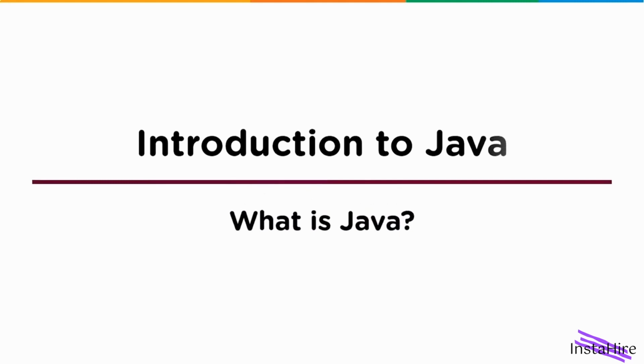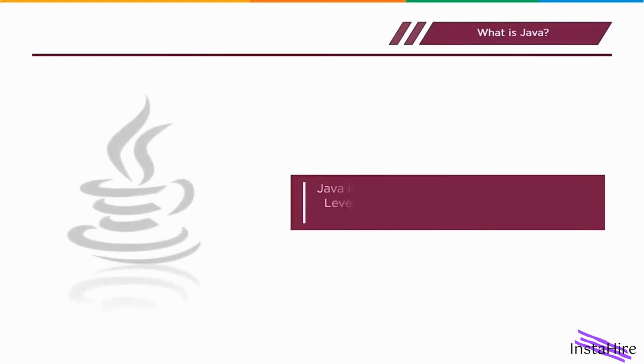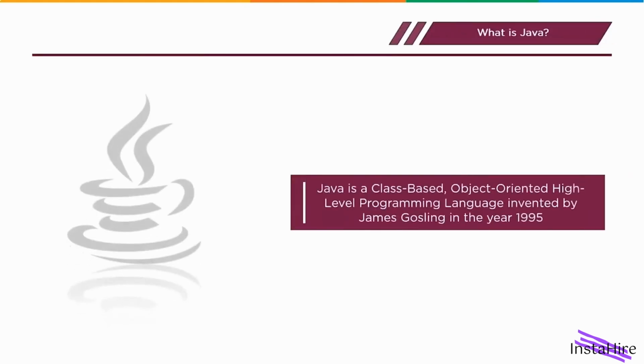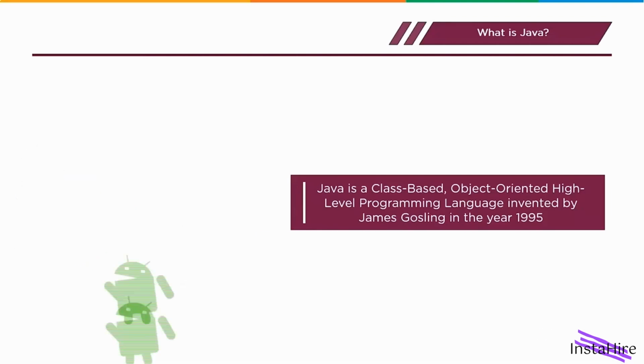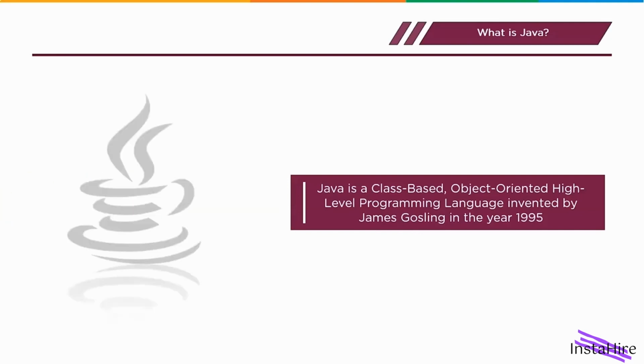So what exactly is Java is the first point of discussion in the introduction to Java. So this will be giving us the definition of Java programming language. So basically, Java is a class-based, object-oriented, high-level programming language invented by James Gosling in the year 1995. So Java programming language is used in various fields. Some of the basic examples where Java is used are software development. Followed by that, Java is used in desktop and mobile development and also the Android OS development.